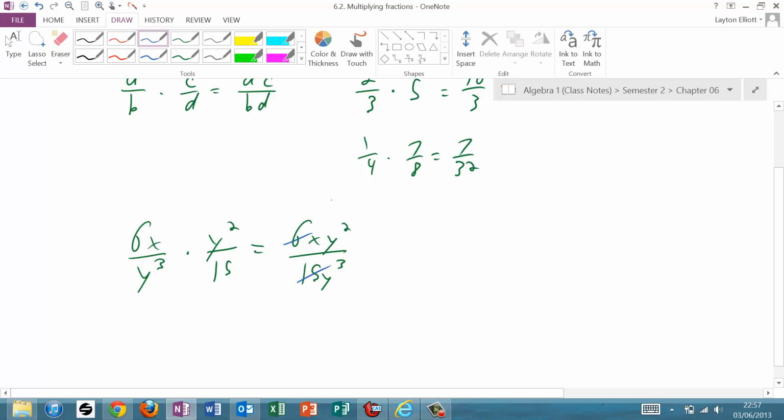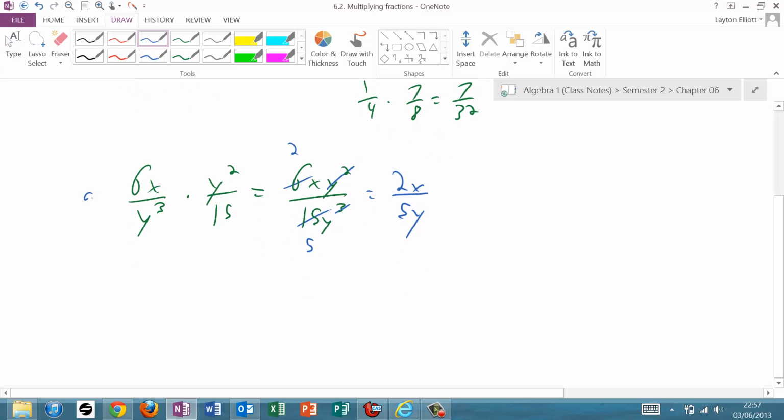The 6 and the 15 can become 2 and 5. The y squared and the y cubed can become y squared over y. And I'd end up with 2x over 5y. And we'll call that A, and I'll call this B, and the other ones can just be like random stuff.